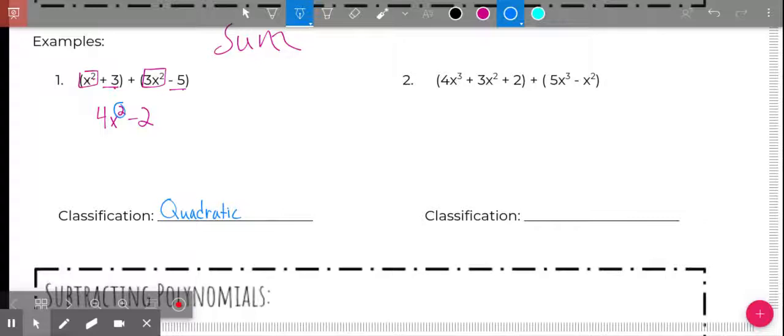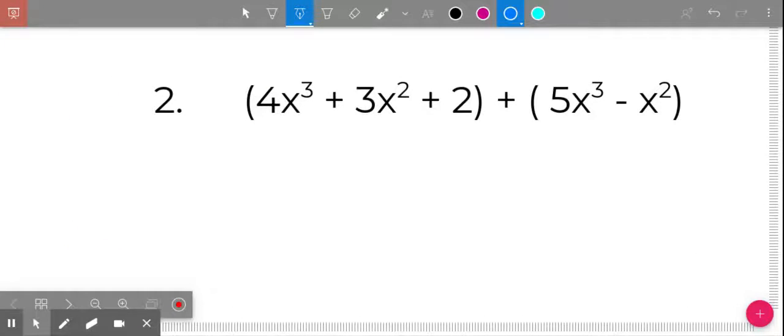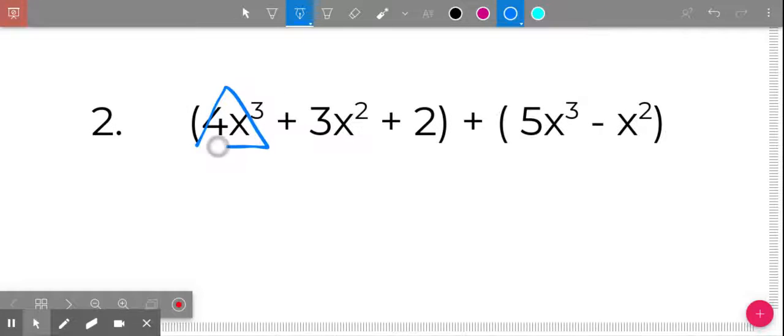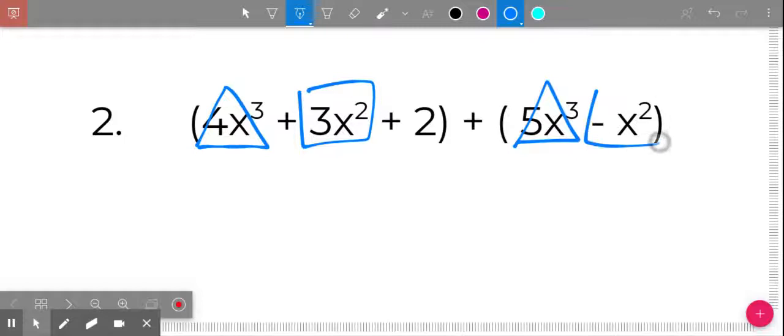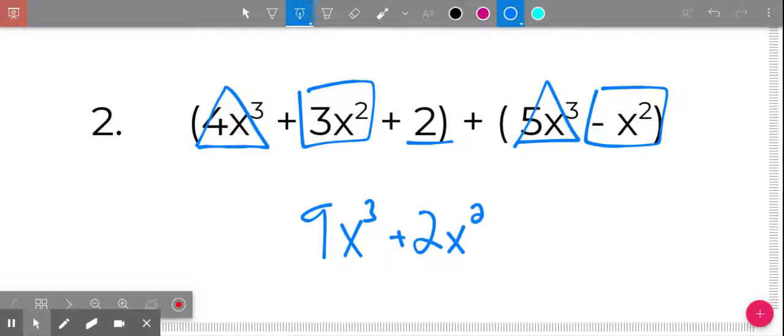All right. Looking at number 2, same thing. We have 4x cubed plus 3x squared plus 2 plus 5x cubed minus an x squared. Okay, we are adding, because of the plus sign, we're finding the sum. So we're going to combine like terms. We have 4x cubed and 5x cubed. I have 3x squared and a negative x squared, and then I have a standalone constant of 2. So we just need to combine like terms. 4x cubed plus 5x cubed gives me 9x cubed. 3x squared minus an x squared gives me plus 2x squared. And then I have that standalone 2.